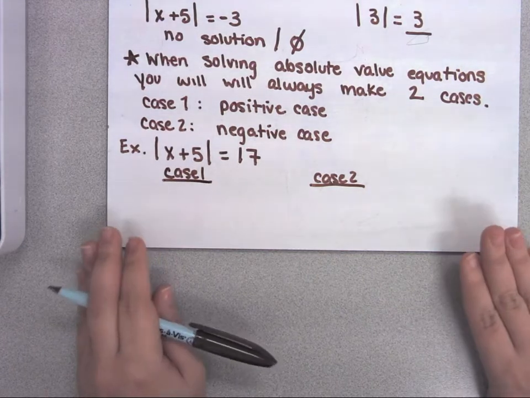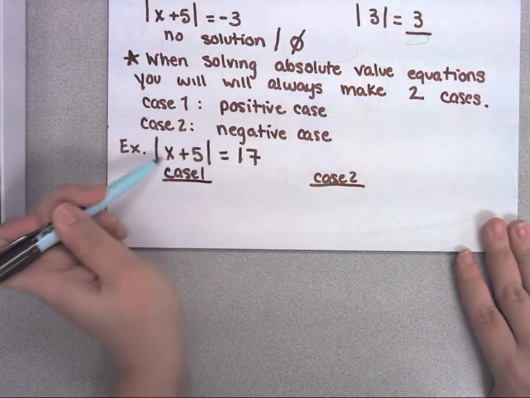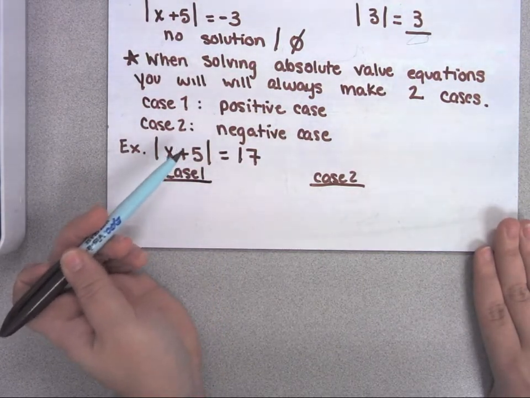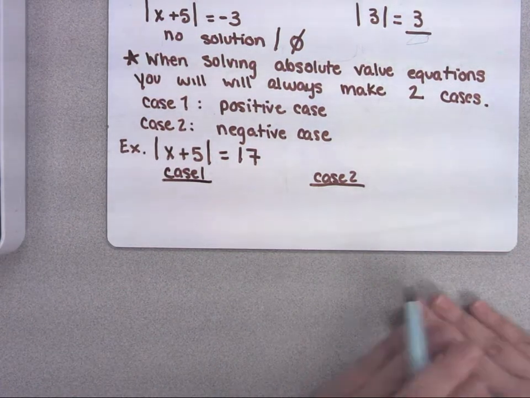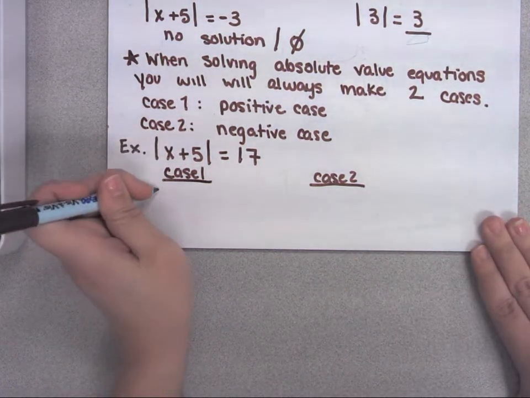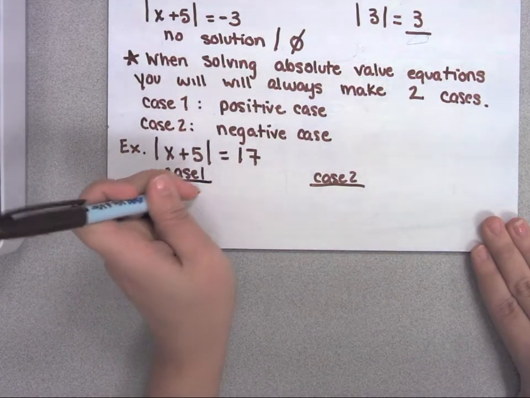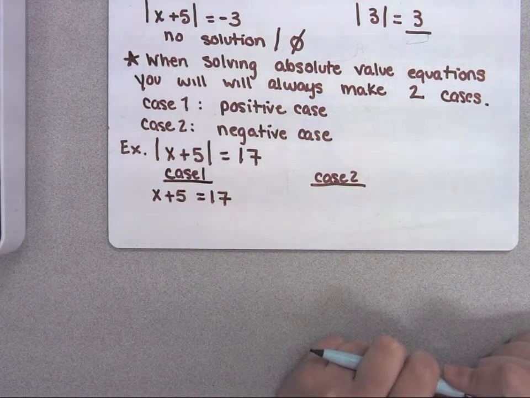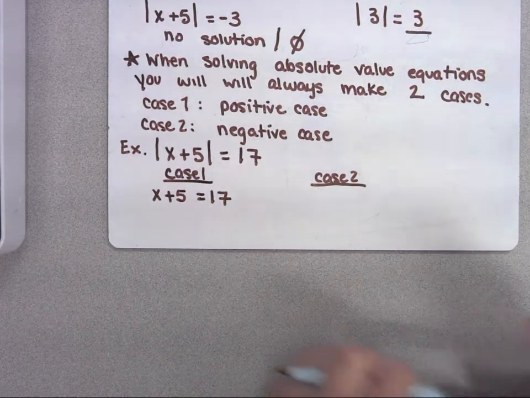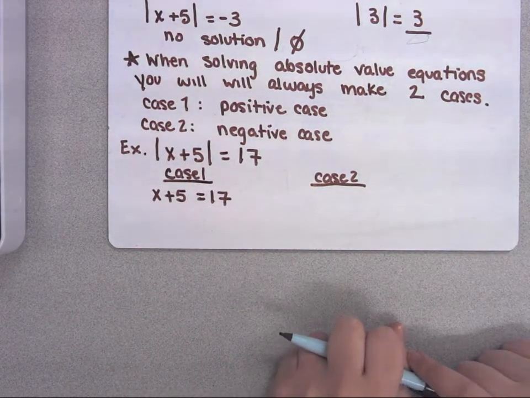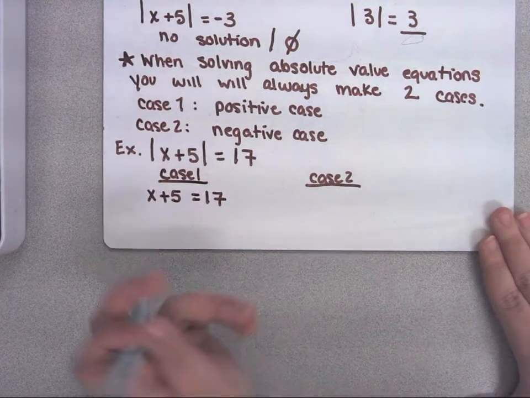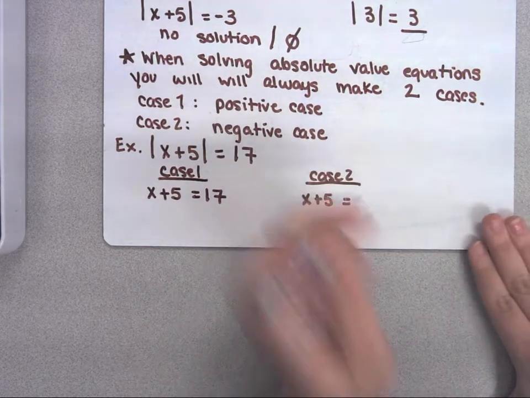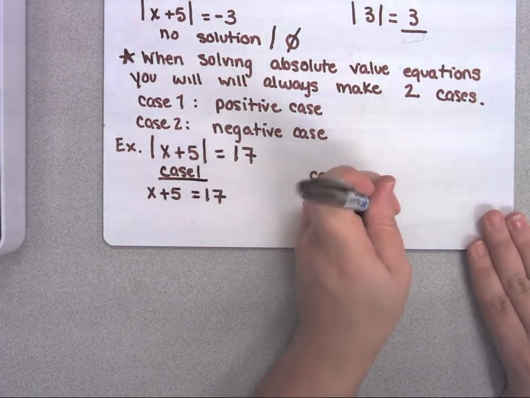Okay? Now, case 1, we're going to take everything as it is, and my answer is going to be positive. And we do not need the absolute value anymore because the absolute value tells us we need two answers. That's all it does. So underneath case 1, I'm just going to write x plus 5 equals 17. Because we already know we're going to need two answers. So that's a positive answer because 17 is positive. Then underneath case 2, I'm going to write x plus 5 still because that's my problem, but it's going to equal negative 17.